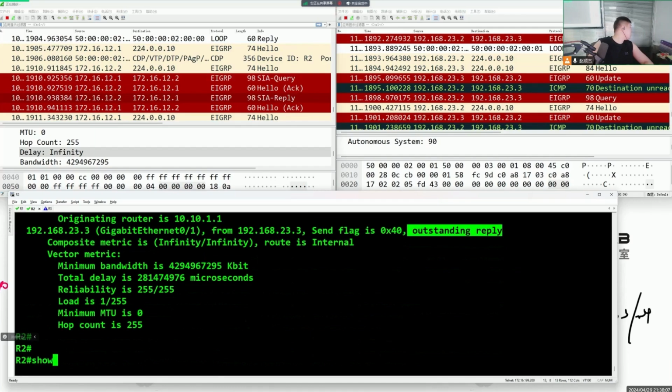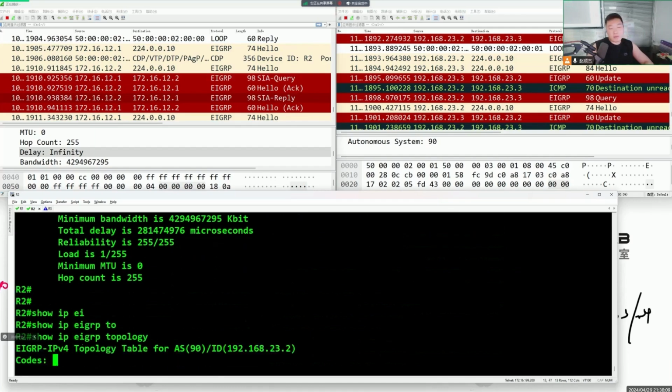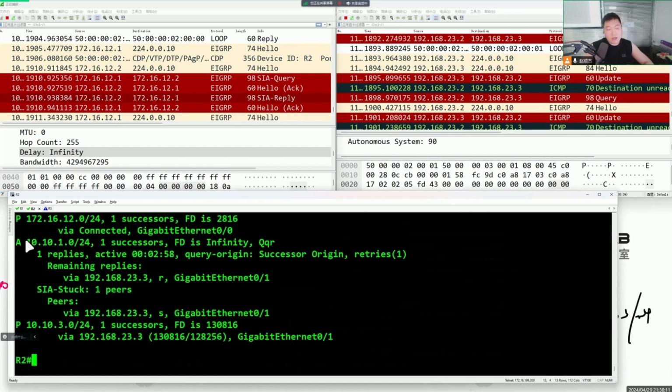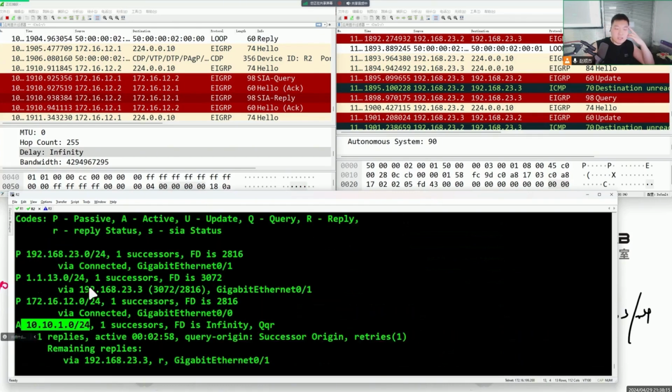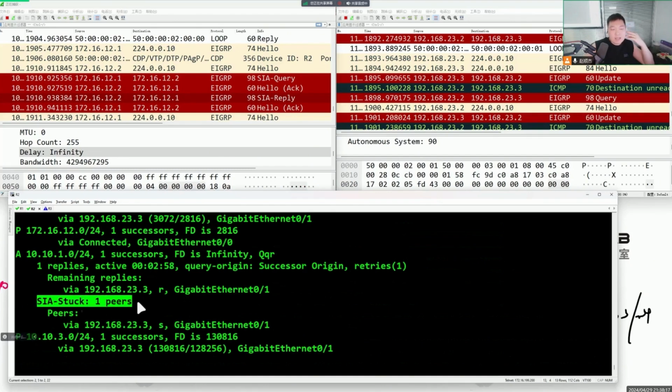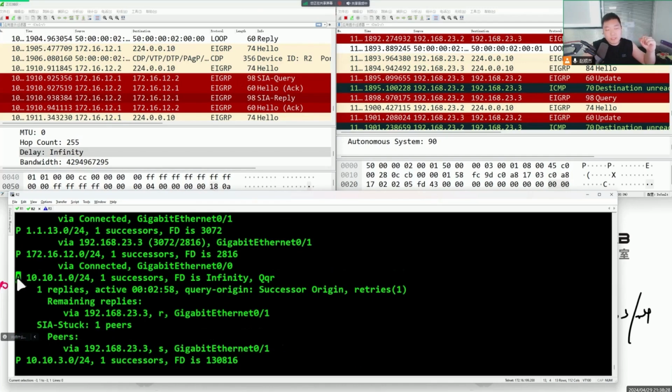Look, stuck in SIA state. Cannot receive the SIA reply message from 23.3. So this is confirmed. The routing entry from our neighbor has a failure. You notice the preceding P has also become an A. We mentioned, if the routing entry is P, it means that this routing entry is in passive state. Then it is a stable state.